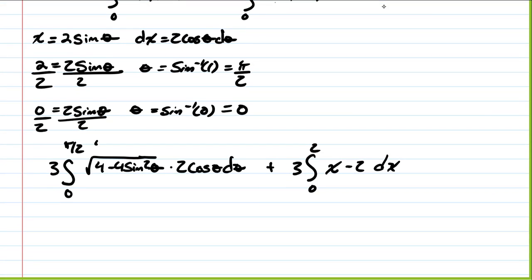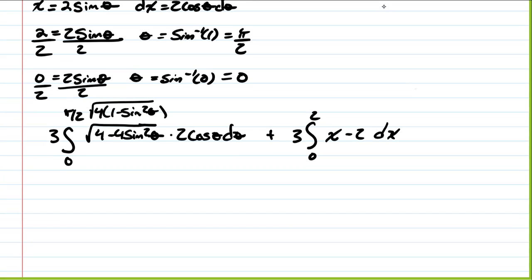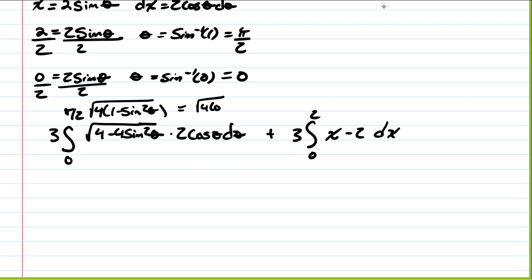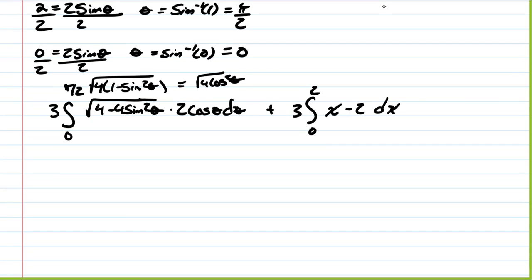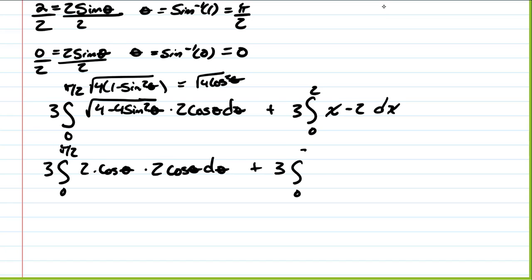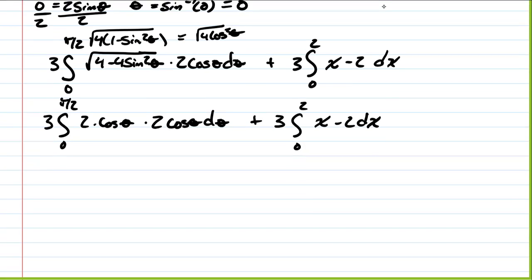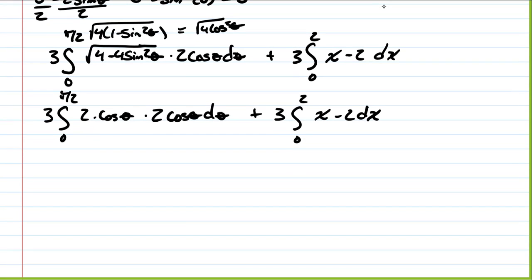So now we simplify this by factoring out our 4 times 1 minus sine squared theta. And what's 1 minus sine squared theta the same as? That's cosine squared. So this gives us the square root of 4 cosine squared theta. So that just simplifies to 2 cosine theta. So I'm going to have the integral from 0 to pi over 2 of 2 cosine theta times another 2 cosine theta, d theta, plus 3 times this integral that's still here. So 2 times 2 is 4 times 3 is going to give us 12.